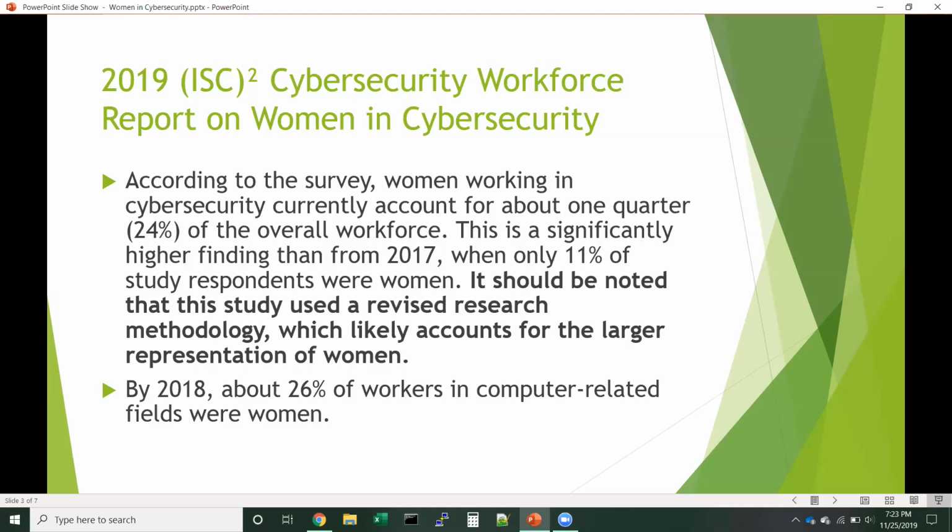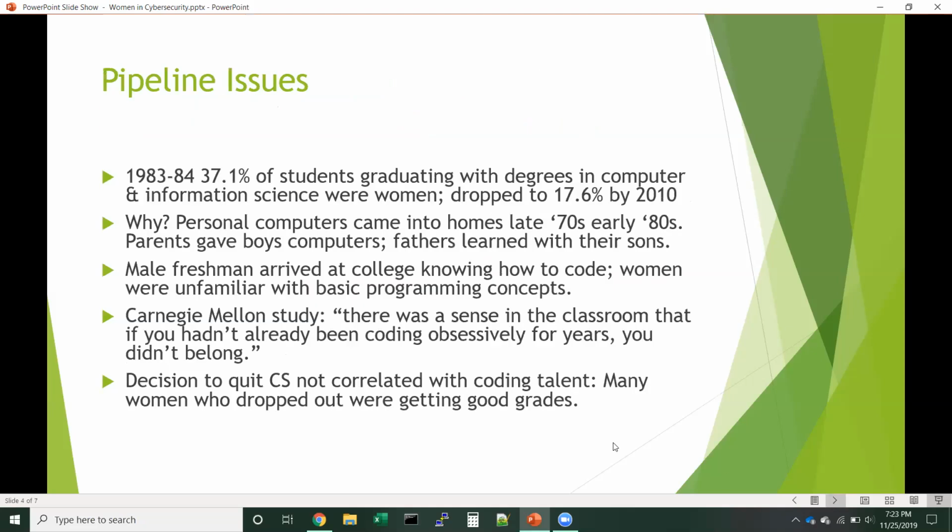So if we are keeping some people out for some reason, what are those reasons and what can we do about it? Even though it isn't really different from the general tech workforce. This refers back to what was going on with the pipeline and the general tech workforce, which is, back in '83, '84, 37% of women were graduating with degrees in computer science, and that dropped to 17% by 2010. That's really a precipitous drop.